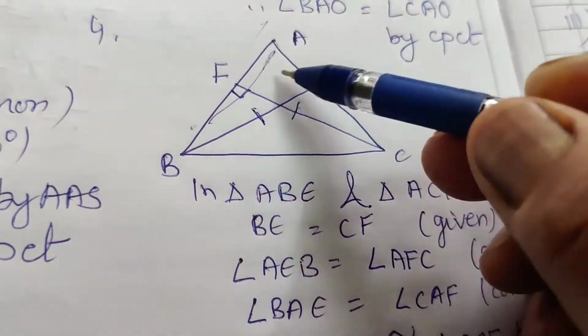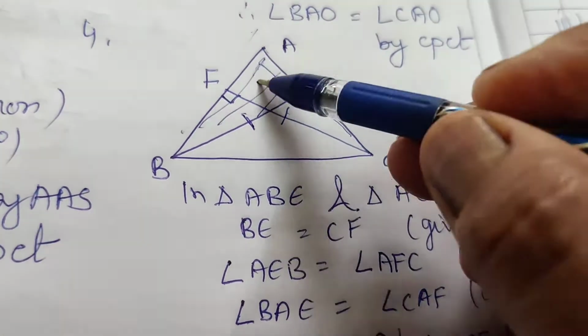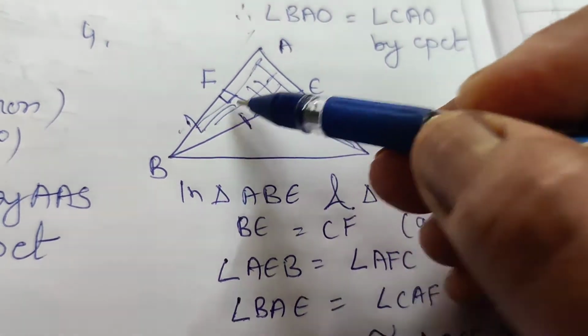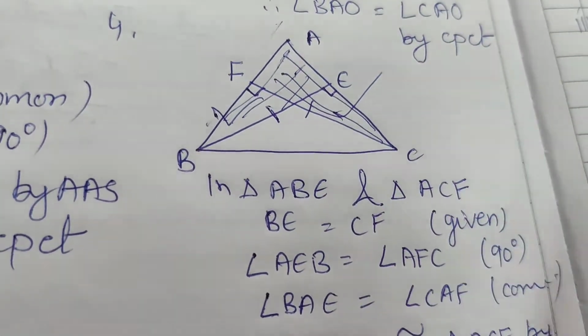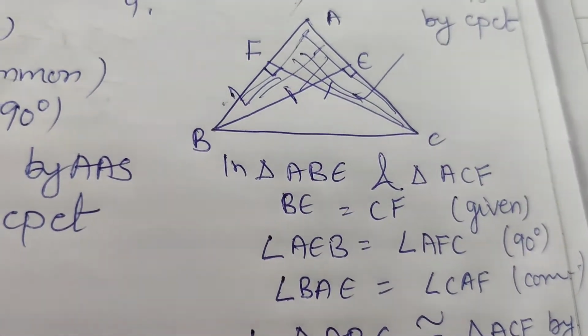If these two triangles are congruent, therefore AB equal to AC. Question number 5.